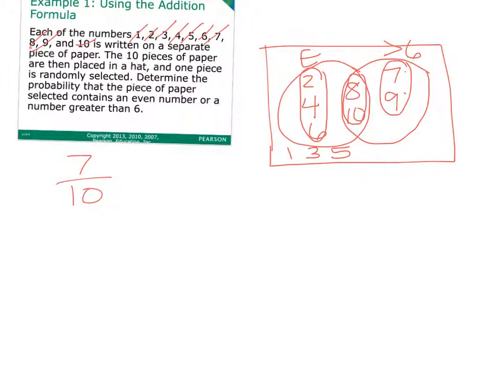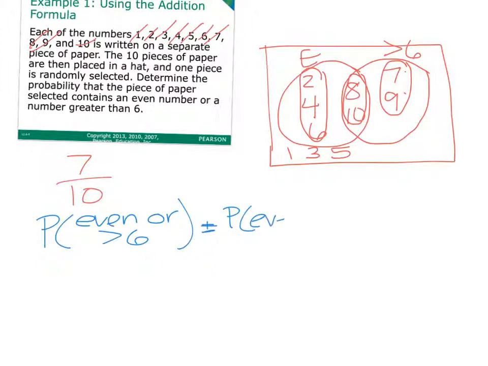Some people would prefer to do it with the formula because they don't like drawing the Venn diagrams. If you want to do it with the formula, in order to calculate the probability that you are even or greater than 6, you first have to find the probability that the number is even plus the probability that the number is greater than 6 minus the probability of both.